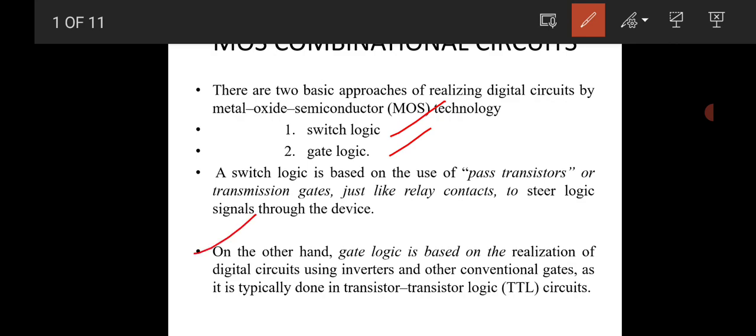On the other hand, the gate logic is based on the realization of the digital circuit using inverters and other conventional gates. It's like the TTL, transistor-transistor logic families. So let us move on to the next one.